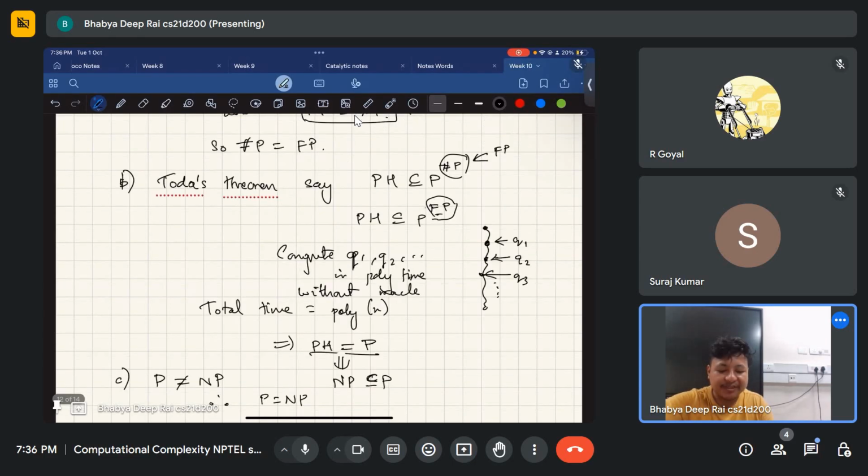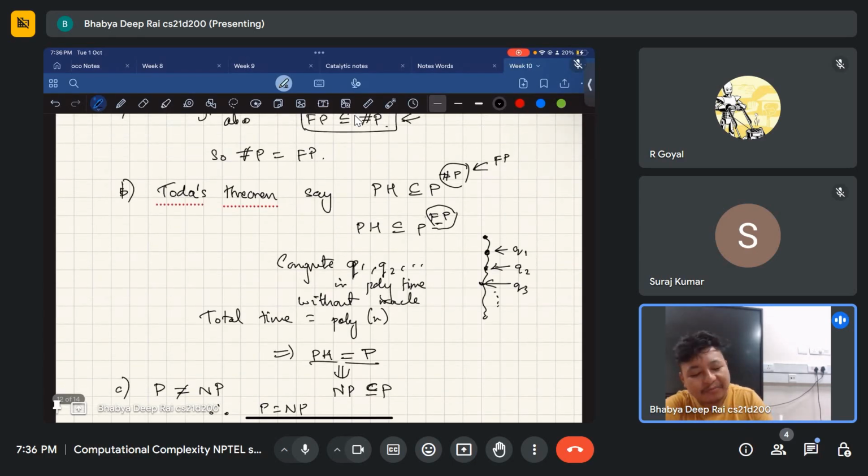because using Toda's theorem, the most you can say is about PH, which is contained in P space. But can you say that P space is contained in P to the sharp P? Can you improve Toda's theorem? That is not known until now. Maybe it is possible, but it is not known until now.